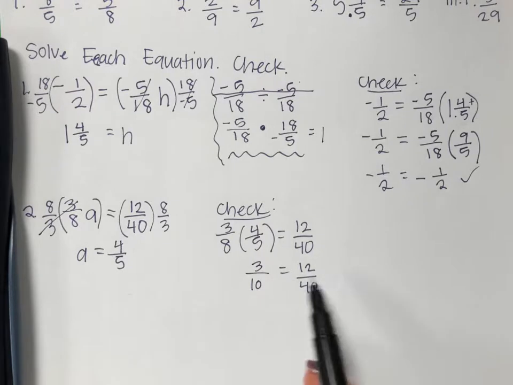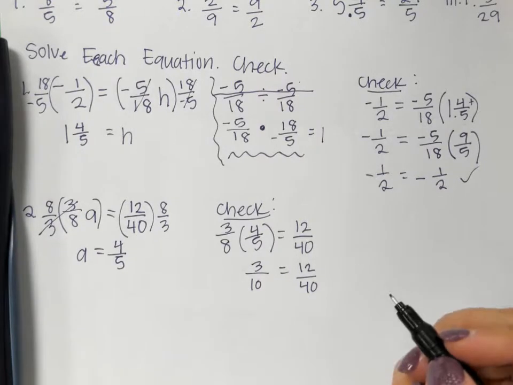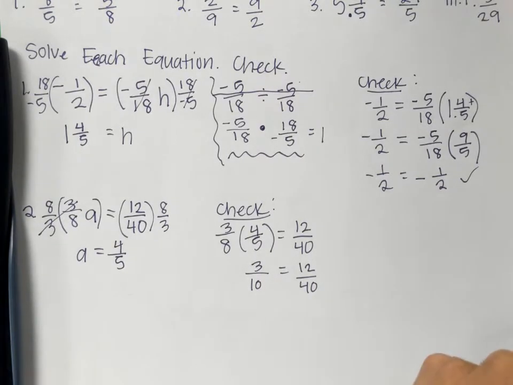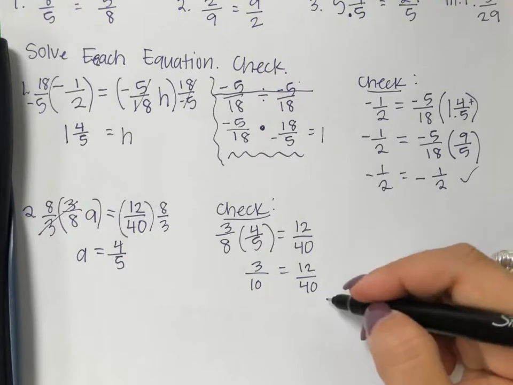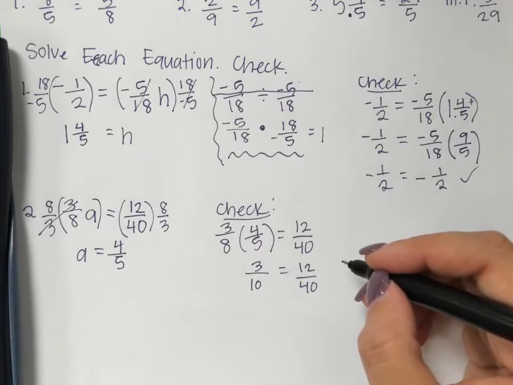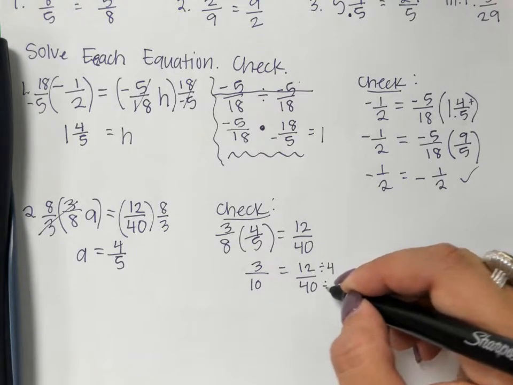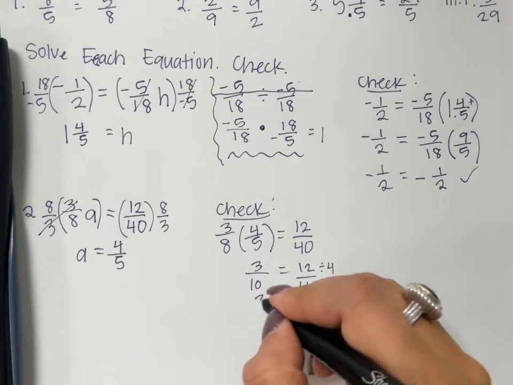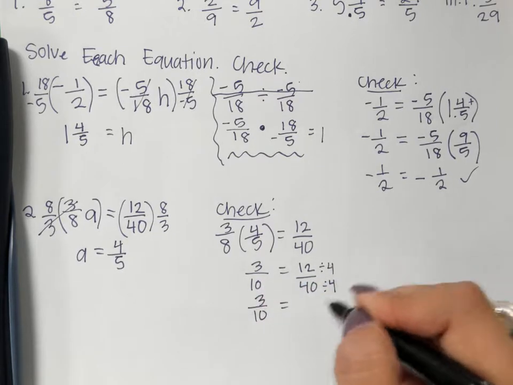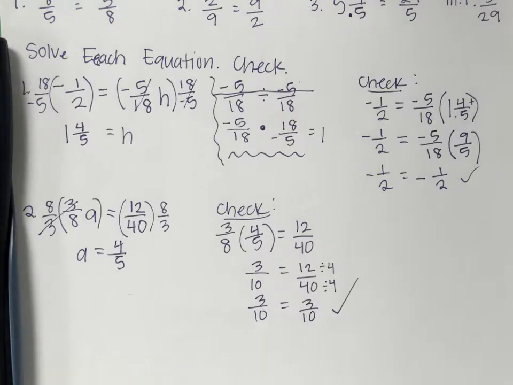Is 3 over 10 equal to 12 over 40? What if I simplify? Can I simplify 12 over 40? By what? So I can divide by 4? On both sides, or both top and bottom? So that gives me 3/10, which is equal to 3/10. So my answer is correct.